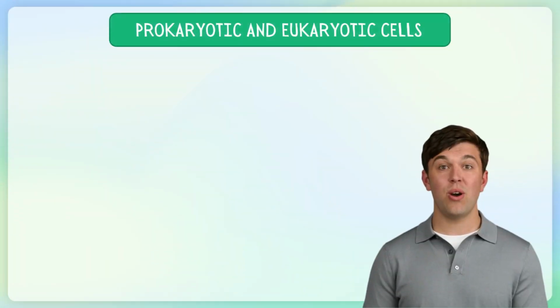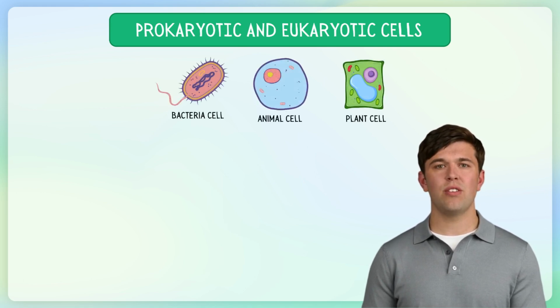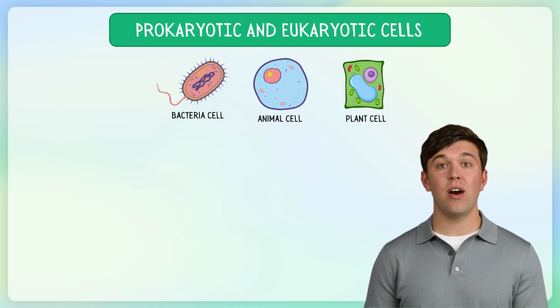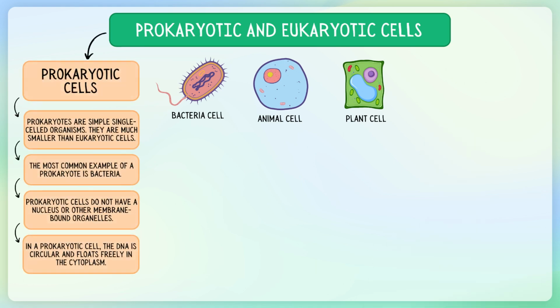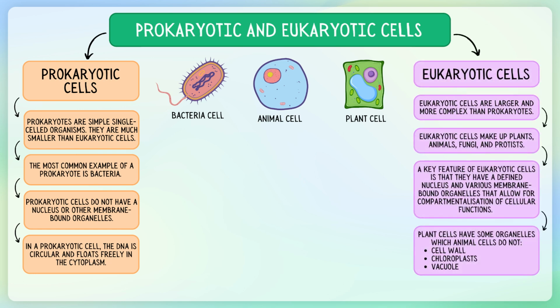Great work. That's the end of our lesson today. We discussed the fundamental differences and structures of prokaryotic and eukaryotic cells. We began by defining what these cells are, noting that prokaryotic cells, such as bacteria, do not have a nucleus or other membrane-bound organelles. In contrast, eukaryotic cells, which make up plants, animals, fungi, and protists, have a defined nucleus and various membrane-bound organelles that allow for compartmentalization of cellular functions.